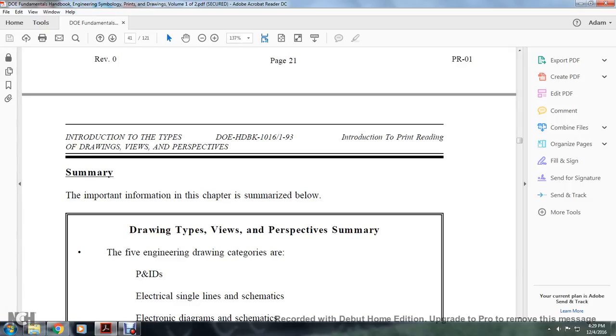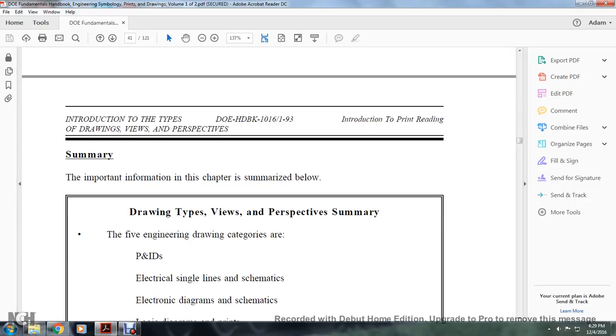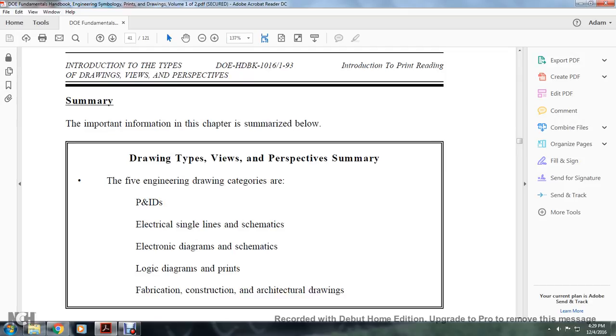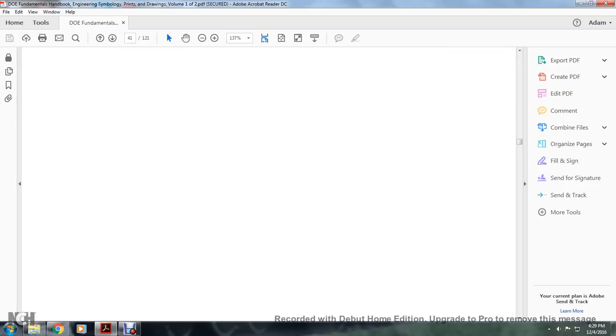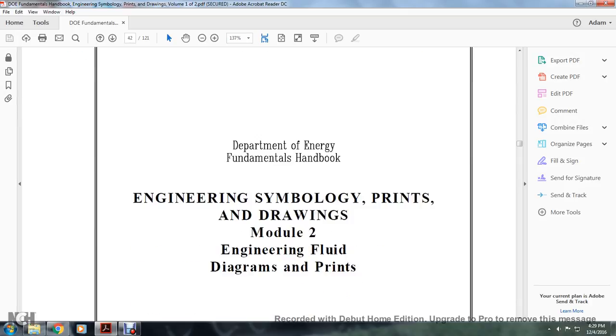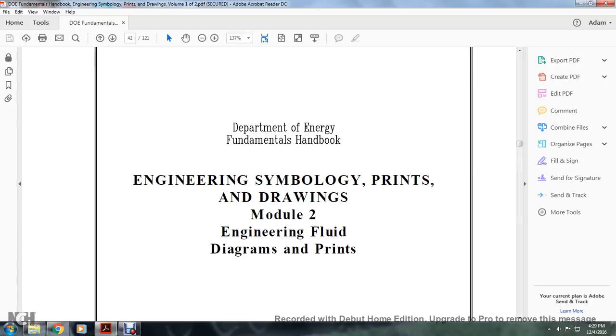Summary. The most important information in this chapter summarizes the drawing types, the views, and perspectives. The five engineering drawing categories are: piping and instrument drawings, electrical single line and schematics, electrical diagrams and schematics, logic diagrams and prints, and fabrication, construction, and architectural drawings. All right, Department of Energy Fundamentals Handbook, Engineering Symbols and Prints, Drawings, Module 2, Engineering Fluid Diagram Prints.